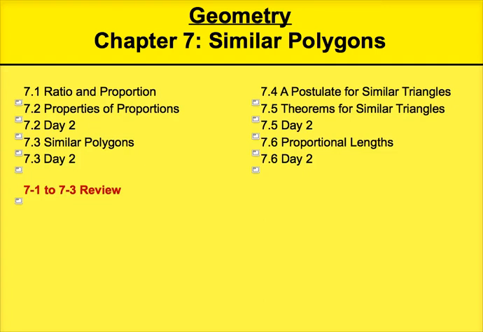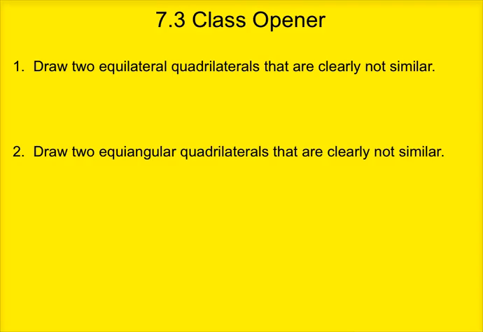Chapter 7, Similar Polygons. Today we're going to cover Section 7.3, Day 2. And your class opener. Draw two equilateral quadrilaterals that are clearly not similar. And then number 2, draw two equiangular quadrilaterals that are clearly not similar.